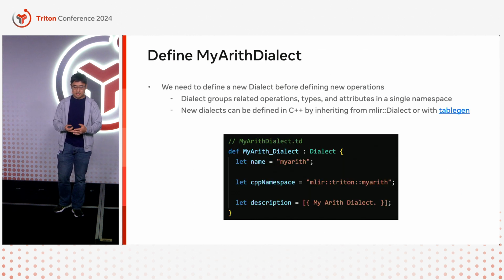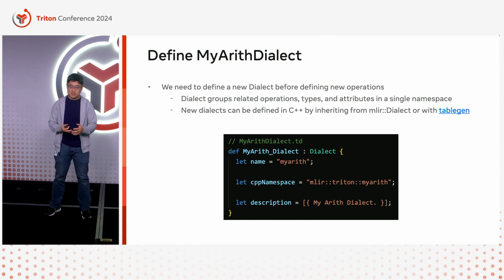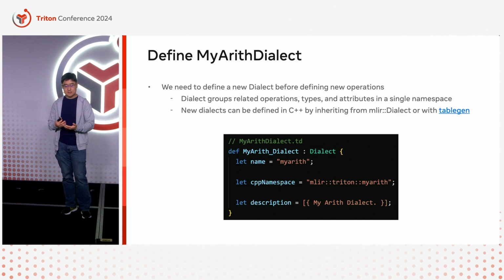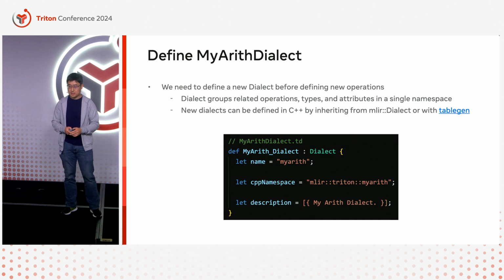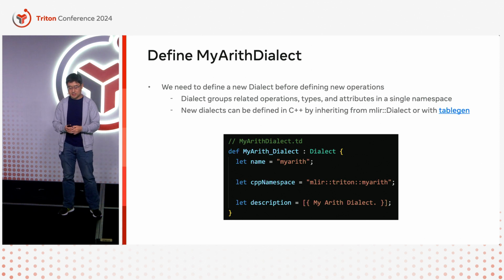First things first, we'd like to start by defining the dialect. Just as a reminder, an MLIR dialect is a group of related operations, types and attributes, transformation passes, and so on in a single namespace. We can define new dialects either using C++ by inheriting from MLIR Dialect, or we could do it with TableGen, which is a handy tool for us to generate lots of code. And that's the approach that we're taking.